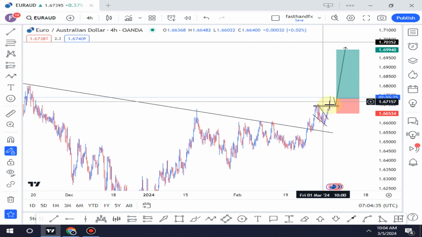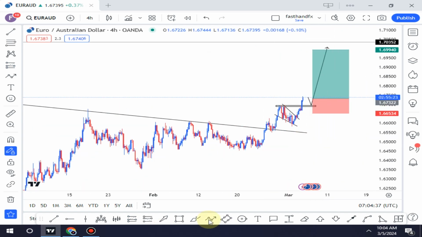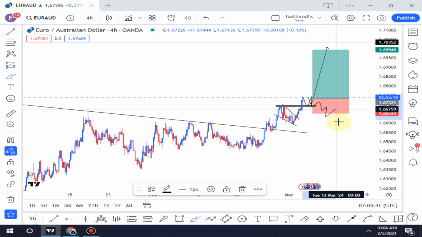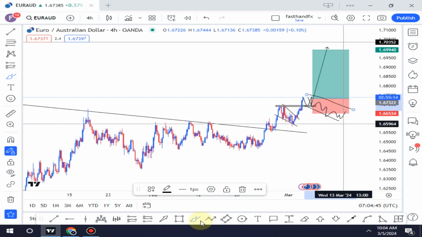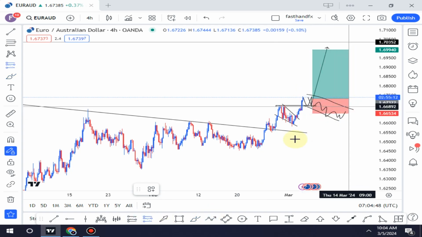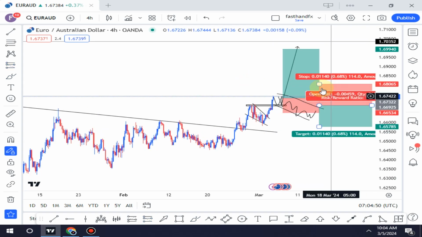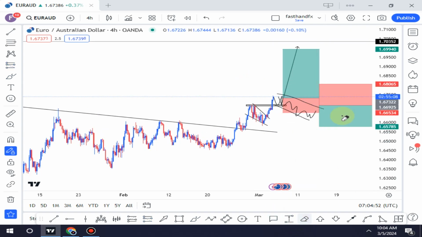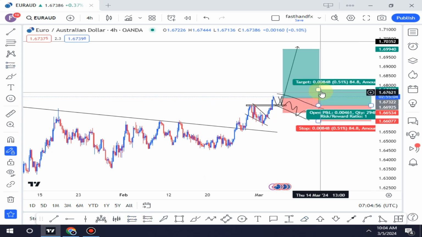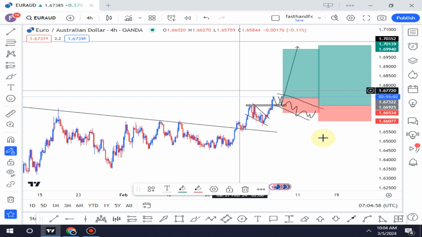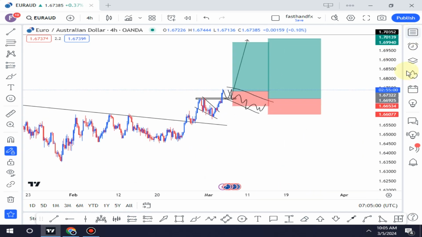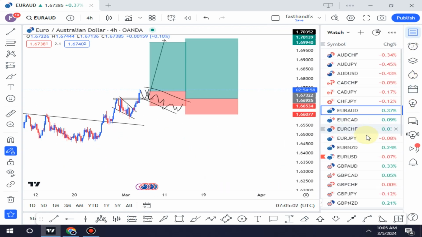So if price continues dropping, let me do this. If price continues dropping just like this, there's no problem as long as we have a continuation pattern, then another confirmation that price is ready to take a buy. That is when we will execute our buy position. So I'm just going to wait on this Euro Aussie, something like that. Okay, and let me see other pairs.